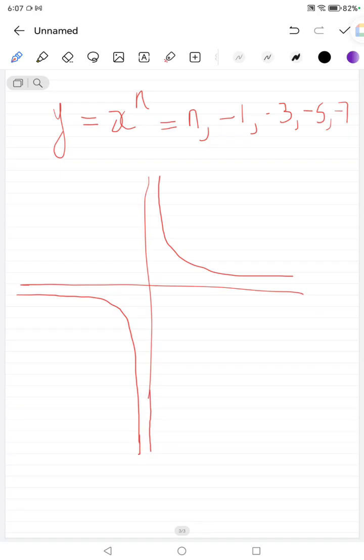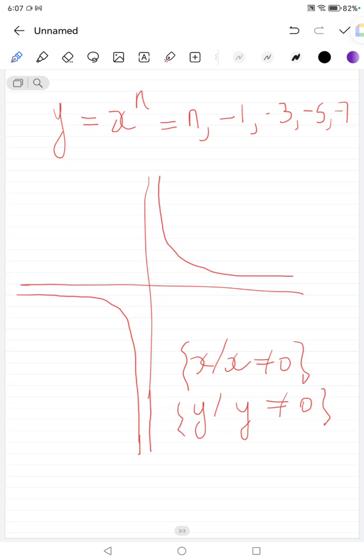You see? So now with this one, if you're going to write your domain in set notation, you'll say x is such that x should not be equal to 0. Then your range, you will say y is such that y should not be equal to 0, and you are done. You're done with that one.